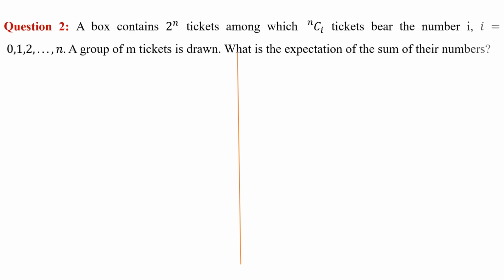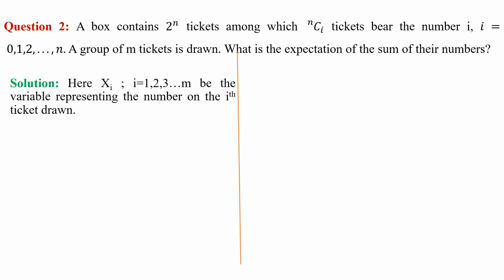Now come to the second question. In this question, it is given a box contains 2^n tickets among which nCi tickets bear the number i, where i is 0, 1, 2 up to n. A group of m tickets is drawn. So what is the expectation of the sum of their numbers?